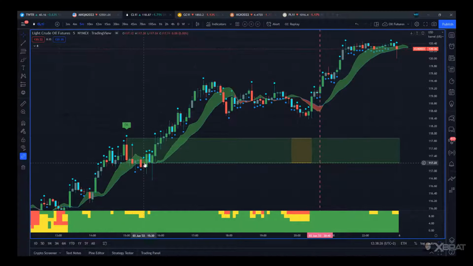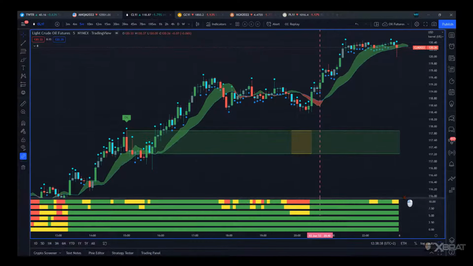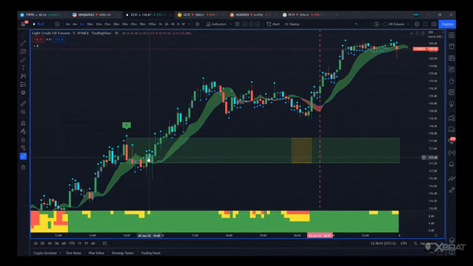As we come back through into here, the bias depth heat map, all 6 time frames, if I just go there, are green. So we've got a good confirmation for that breakout. So we get entry one tick above the high of that range, which is 117.88 ish. So we're talking around about 117.90 entry for that oil trade, because all 6 time frames on the bias depth heat map are green. So we've got the confirmation, we're going to go.